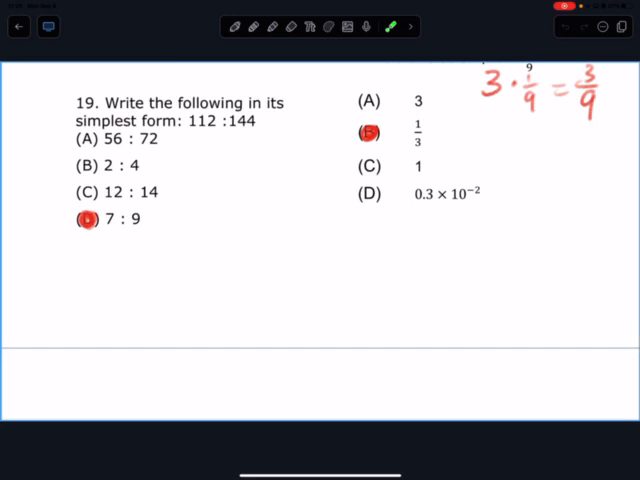19. Simplify as much as possible. When you simplify as much as possible, you get 7 and 9 in that ratio.